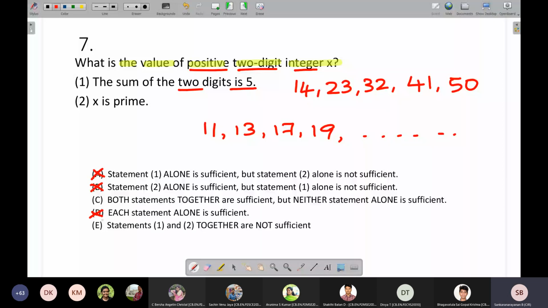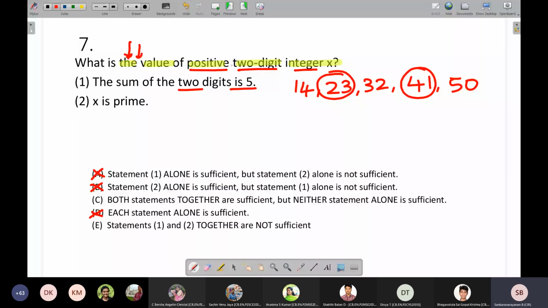Now the next step, you combine statement 1 and statement 2 together. So statement 1, if you take, you can see 14, 23, 32, 41, 50. Statement 2 gives you the input that this x is prime. Still, you can see there are two situations. There is a 23 here and 41 here that satisfy the condition that the sum of the digits is 5 and the number is prime as well. So what is the value of this positive two-digit integer x?